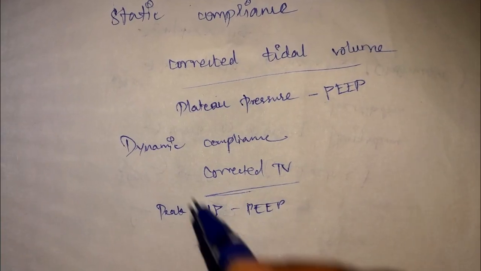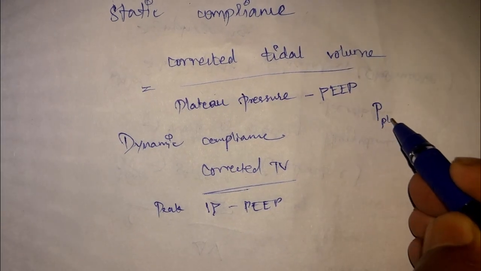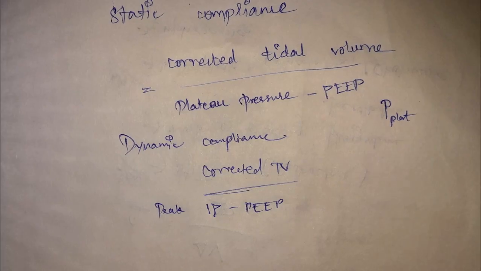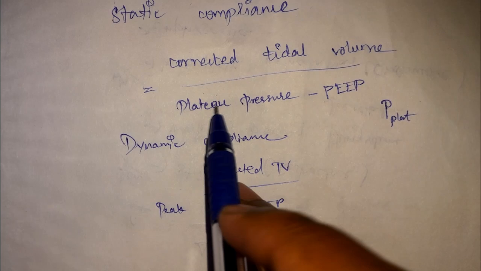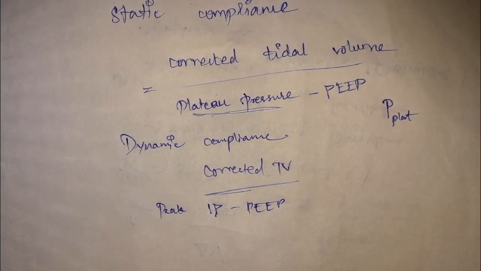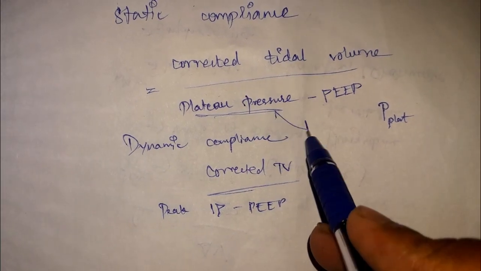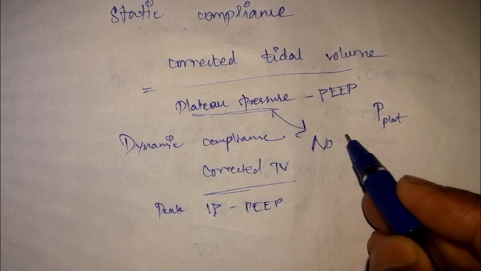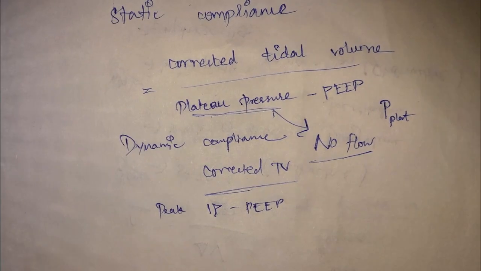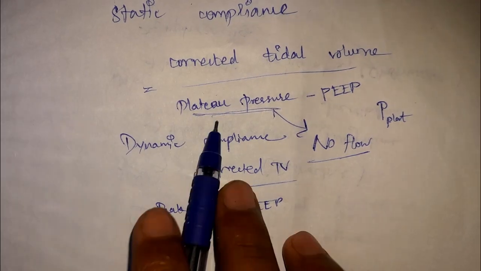For static compliance, the formula is the corrected tidal volume divided by the plateau pressure. What is plateau pressure? We can write it as P plat. It is the pressure applied to the alveoli during ventilation. We measure it during the end inspiratory pause, which means after inspiration there is no flow of air. At that time we measure the plateau pressure, which shows how much pressure we are applying to the alveoli.